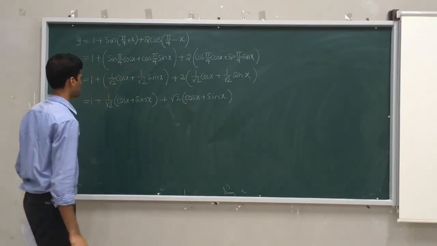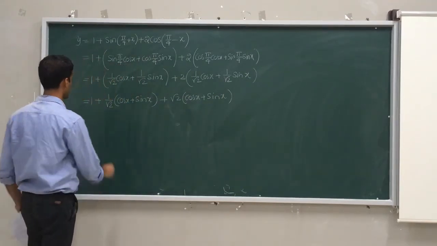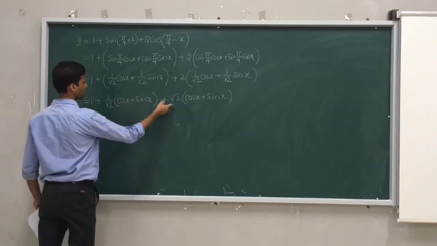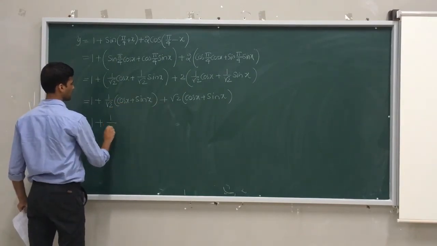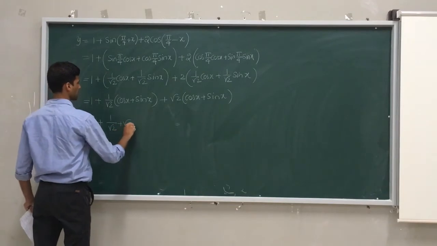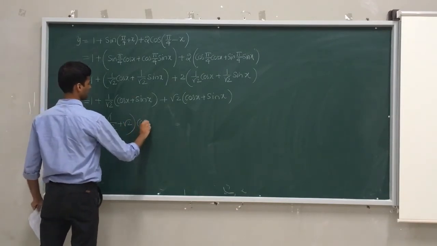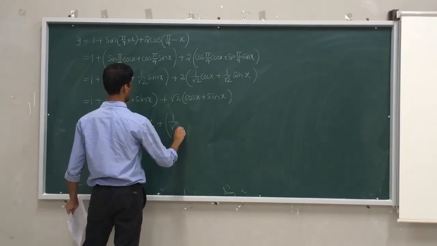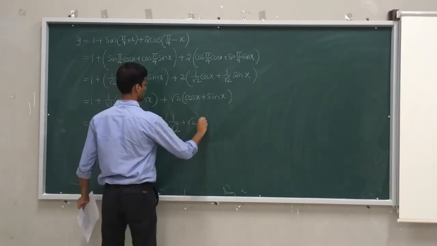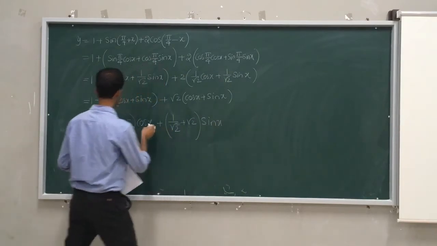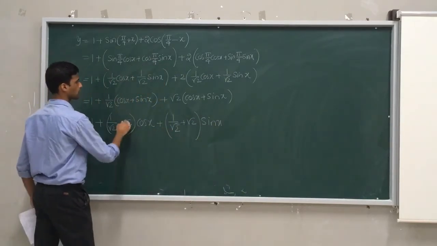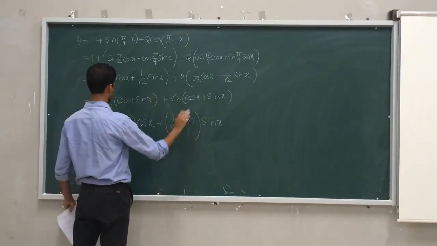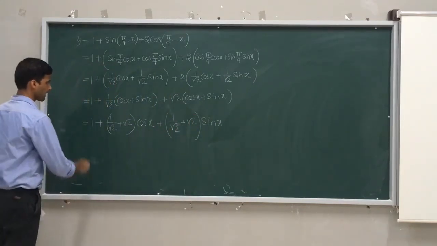Now we can't take anything common. What if I write it like this? Here 1 by root 2 cos x, here root 2 cos x. So it is 1 by root 2 plus root 2 times cos x. Similarly, 1 by root 2 plus root 2 times sin x. I brought it up to this.